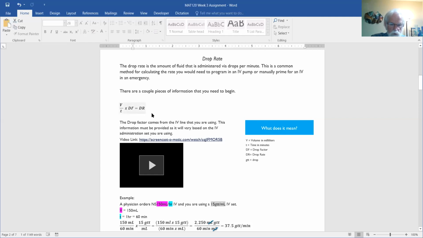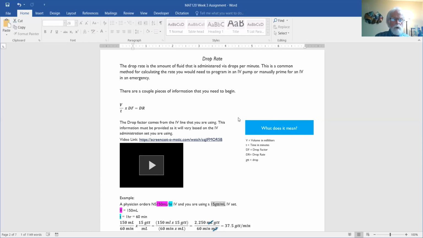The DF is the drop factor. Drop factor is the number of drops in a milliliter that will be delivered by the venoclysis set. These come in 4 different ratings. 10 drops per milliliter, 15 and 20 drops per milliliter. And then we have something called a micro apparatus, which is for 60 drops per milliliter.